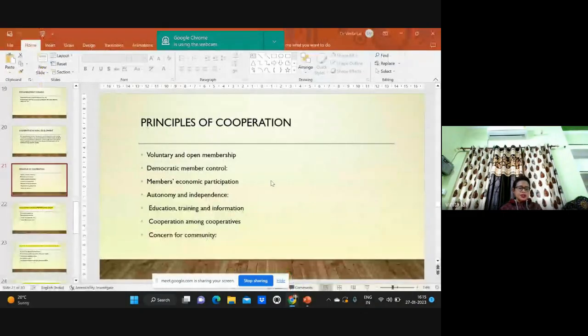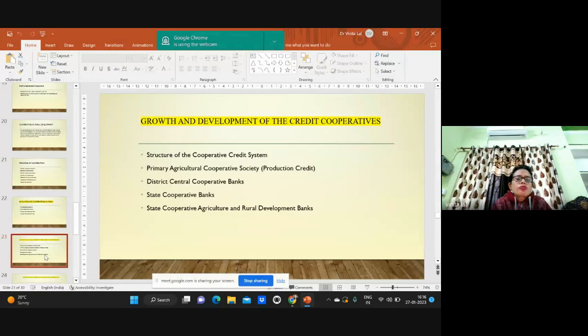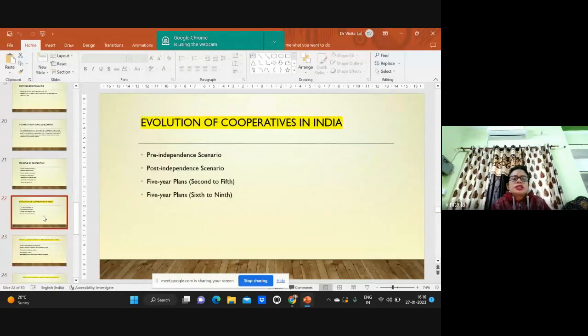The principles of cooperation: one is voluntary and open membership, that is credit based. And the second one is democratic member control, it is processing based. And then members' economic participation, autonomy and independence, education, training and information, cooperation among cooperatives, and concern for community. This I have already told you.